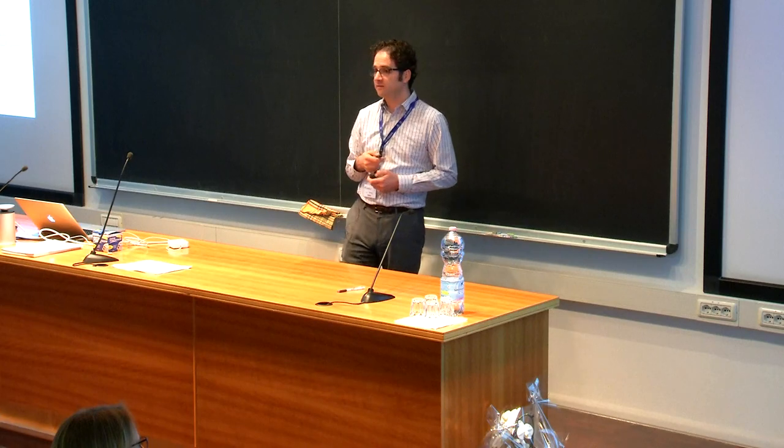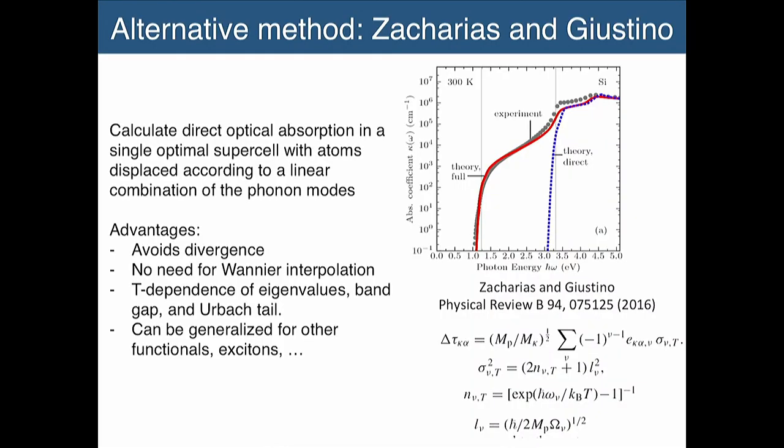And last, of course, I'll emphasize a very promising alternative method to calculate phonon-assisted optics developed by Zacharias and Giustino. And it's a very smart method. Instead of doing second-order perturbation theory, where your two perturbations are photons and phonons, what they discovered is that you can do a direct calculation and incorporate the phonons into your starting Hamiltonian, into the structure itself. So they discovered that a single supercell, where you multiply your unit cell by an integer number, and then you displace the atoms according to a specific linear combination of the vibrational modes. So your structure now incorporates the electron-phonon Hamiltonian.